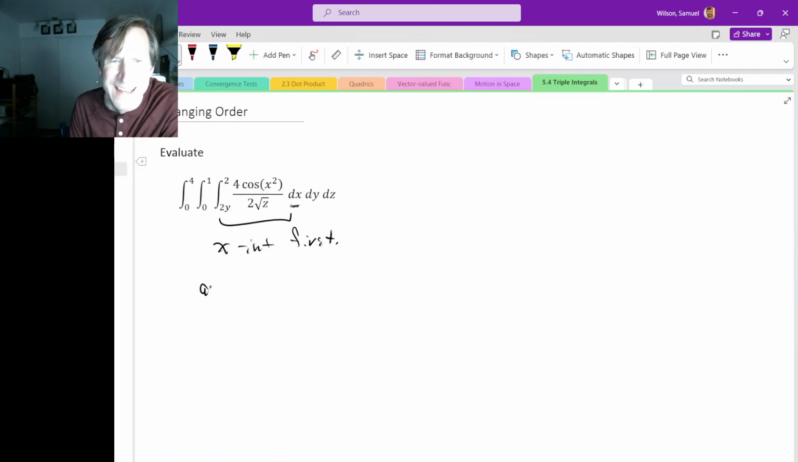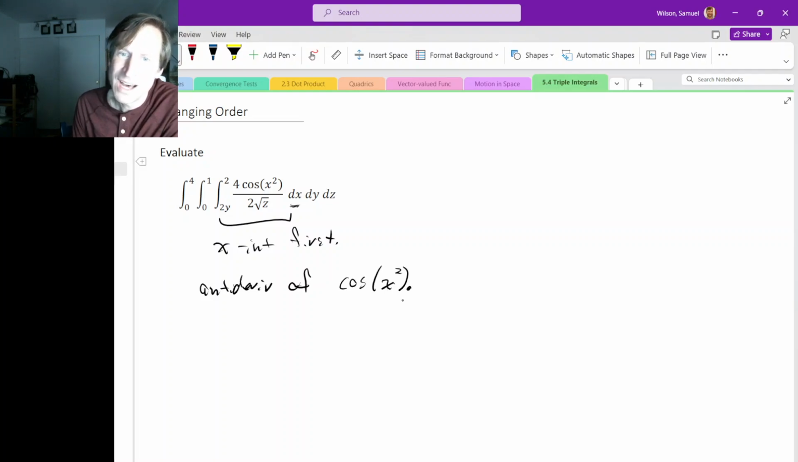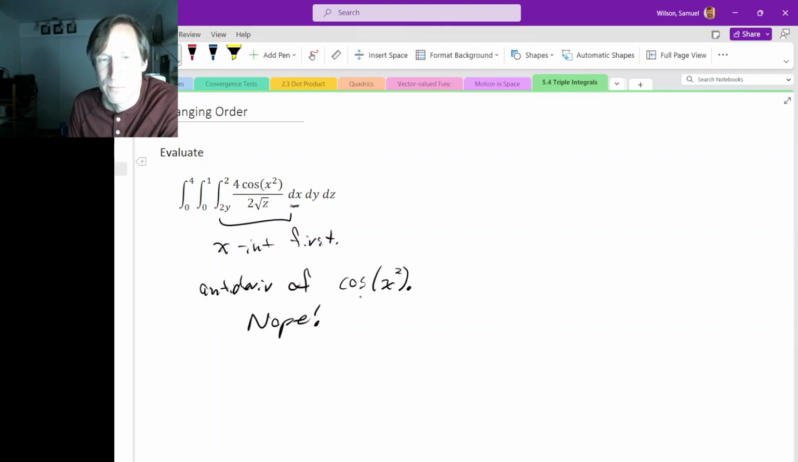So we need an antiderivative of, we could slide the 4 and the 1/2 and the 1 over z squared outside the x integral. So really, to do the x integral, we need to know an antiderivative of cosine of x squared. But I've got some bad news for you. This isn't going to happen, right? This is one of those non-elementary integrals. There is no formula we can write down for this antiderivative. So we can't do the integral in this order.